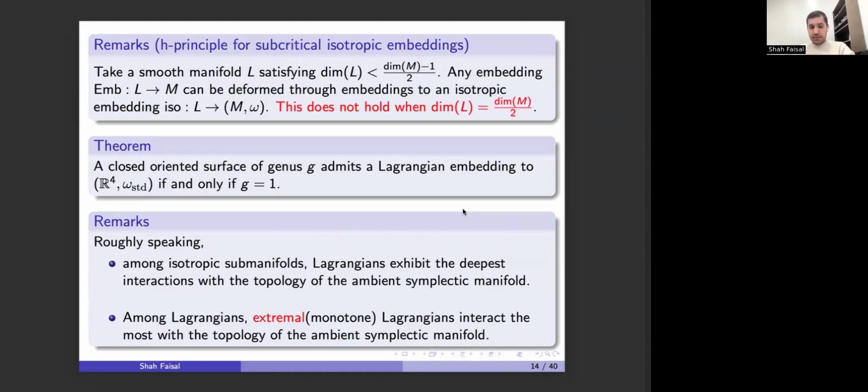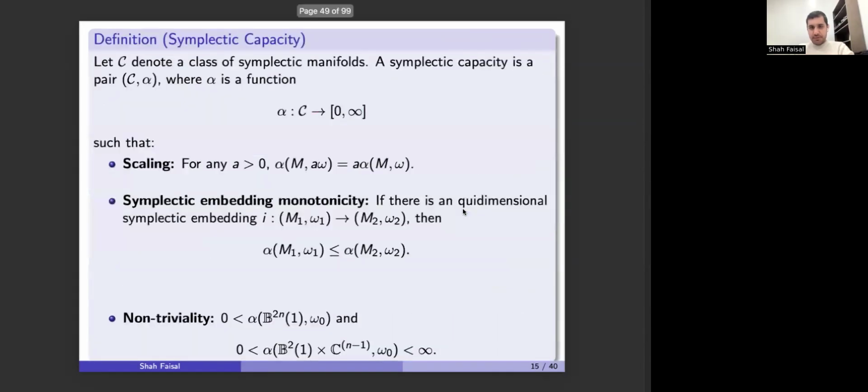And so in this talk, I'm going to define invariants for symplectic manifolds based on Lagrangian submanifolds. That invariant is called a symplectic capacity. Let me give you a definition for that first.